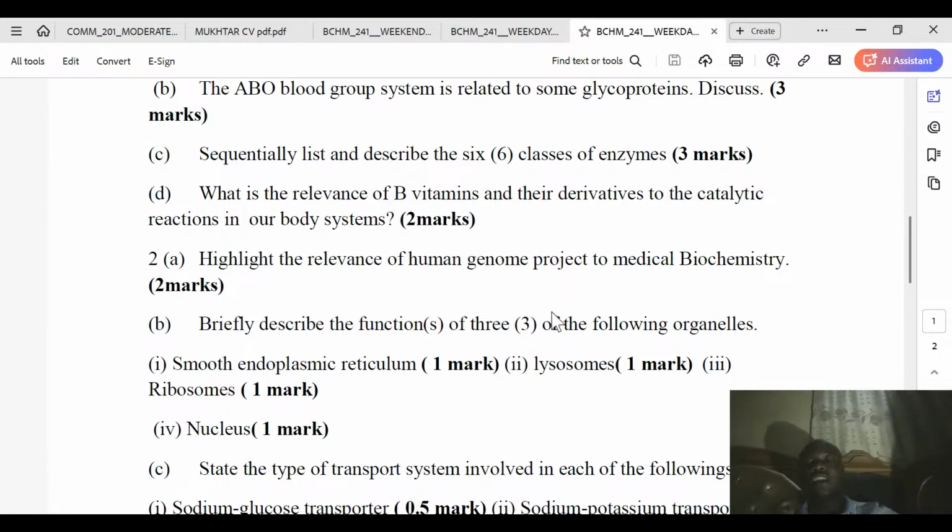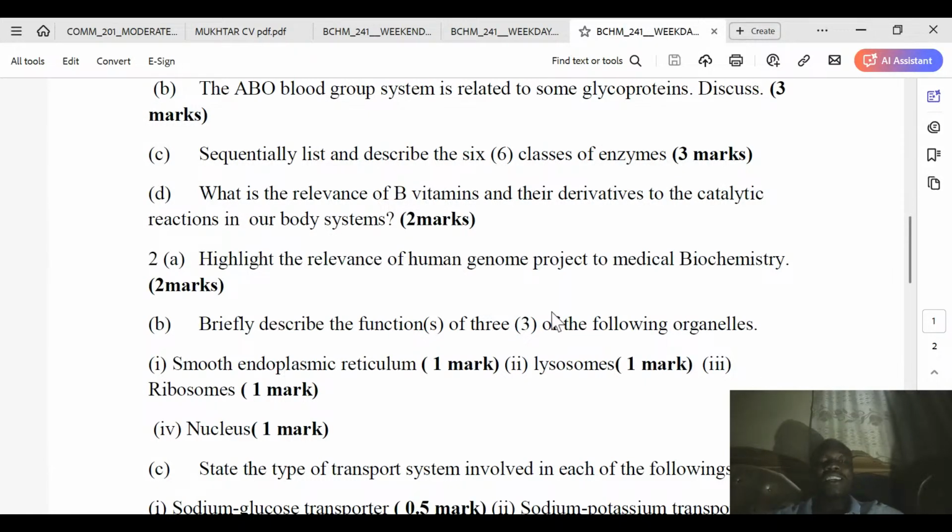And I mentioned the members of the B vitamins that are the coenzymes mostly used to activate the enzymes. I said we have niacin, flavin, and riboflavin. So now the next question is to highlight the relevance of the Human Genome Project to medical biochemistry.